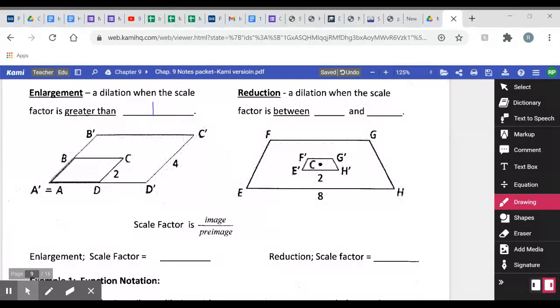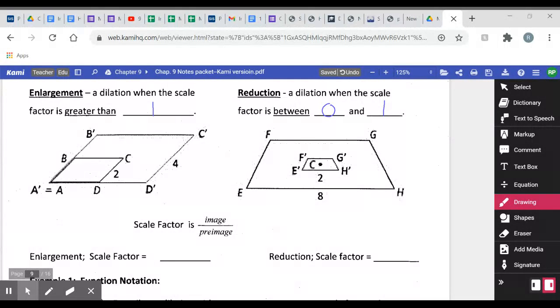And then a reduction is a dilation when the scale factor is between 0 and 1. So again, it can be a fraction or a decimal, but it could be 1/2 or 1/4 or 3/4, or it could be 0.5 or 0.25 or 0.75, anything that represents a number between 0 and 1.